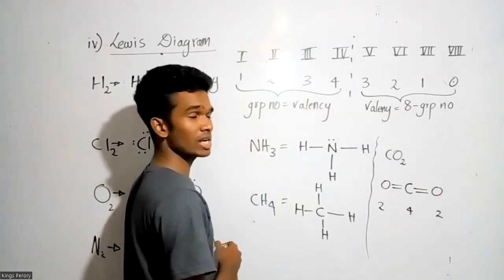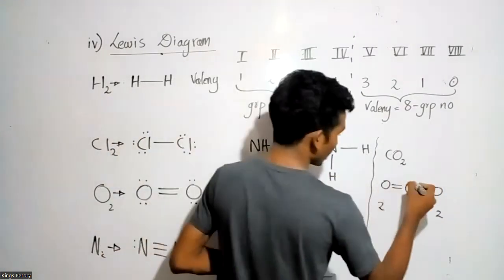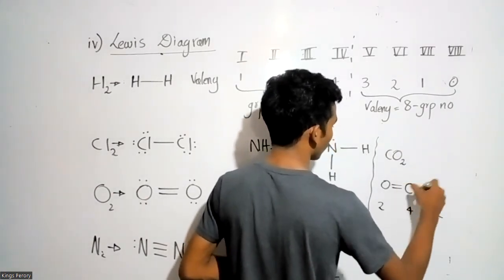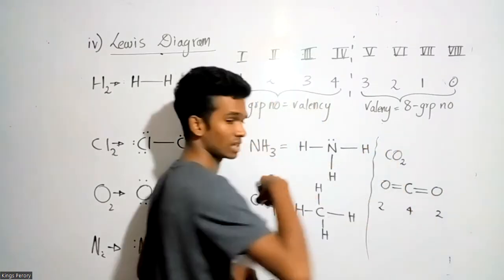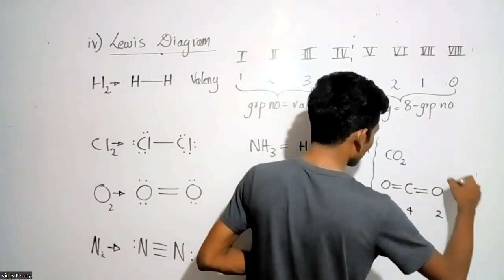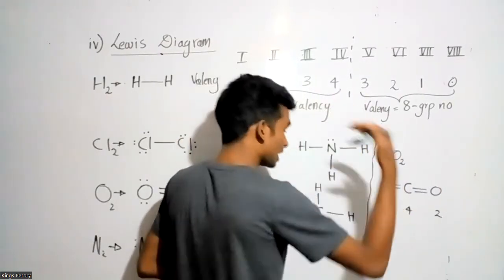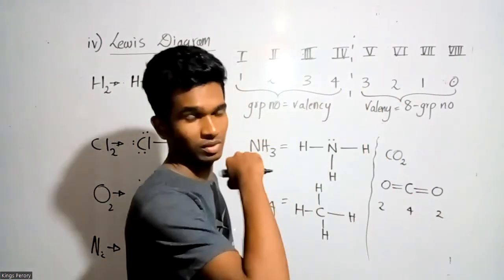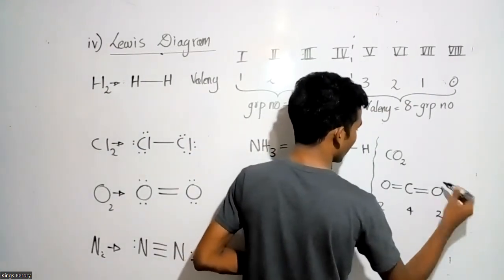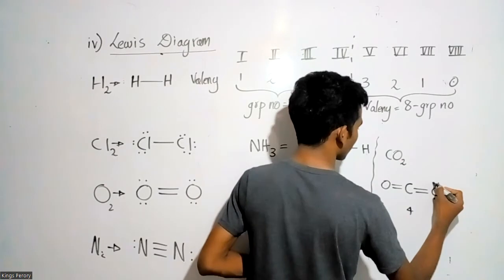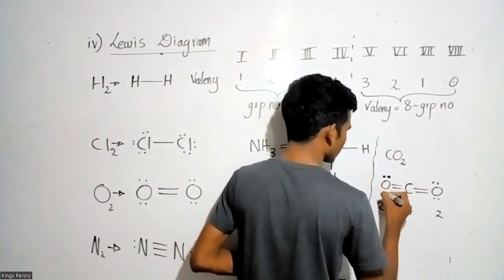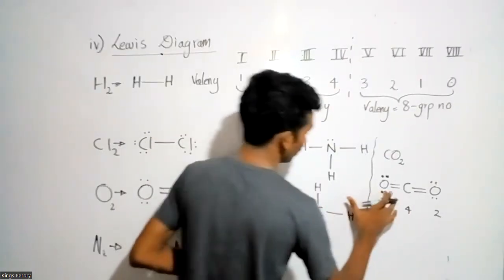Now what? Check how many electrons are remaining. Carbon, fourth group element. That means in its last orbital there are 4 electrons. All the 4 electrons are used for bonding. Oxygen is a sixth group element. That means 6 electrons are there in the outermost shell. Out of 6 electrons, 2 electrons went for bonding, then remaining 4 electrons. Same story for this oxygen also.